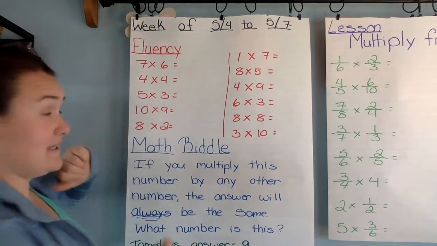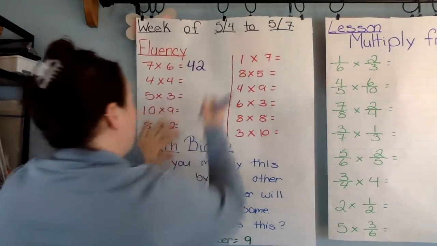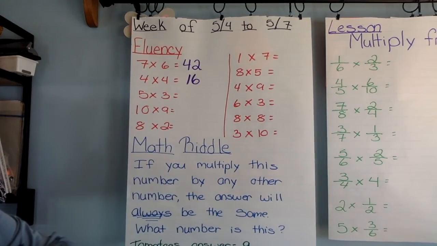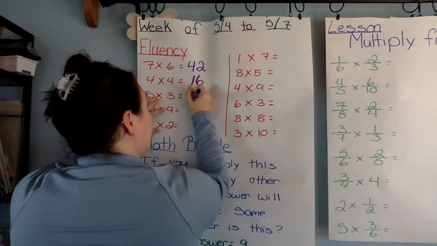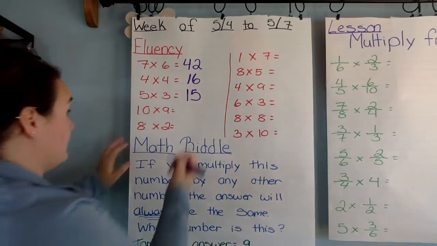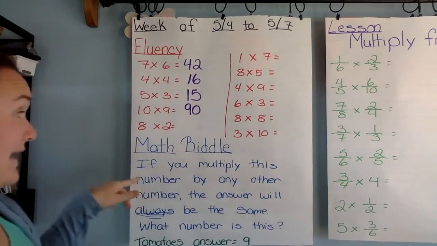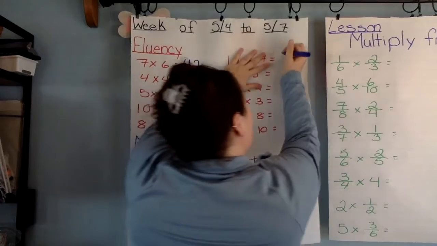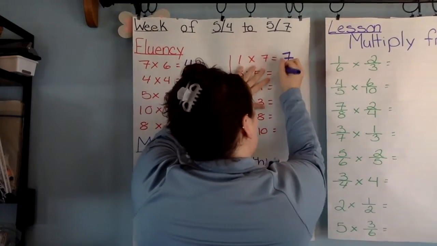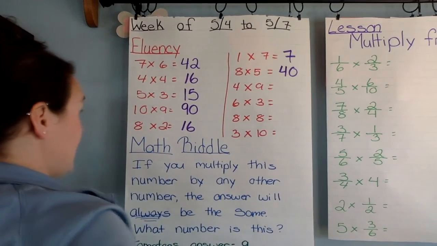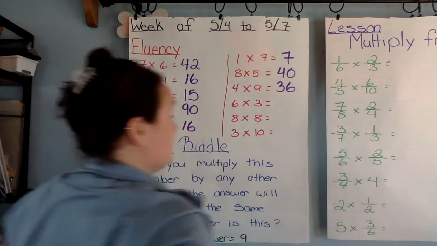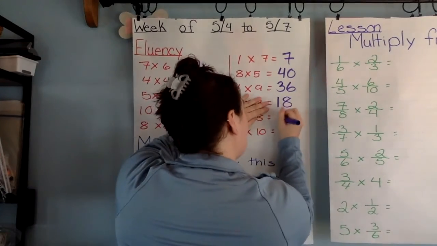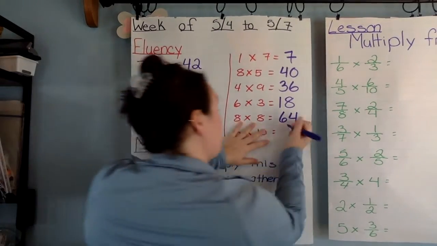Okay, so 7 times 6, 42. 4 times 4, 16. 5 times 3, 15. 10 times 9, 90. 8 times 2, 16. 1 times 7, 7. 8 times 5 is 40. 4 times 9 is 36. 6 times 3, 18. 8 times 8 is 64. 3 times 10 is 30.